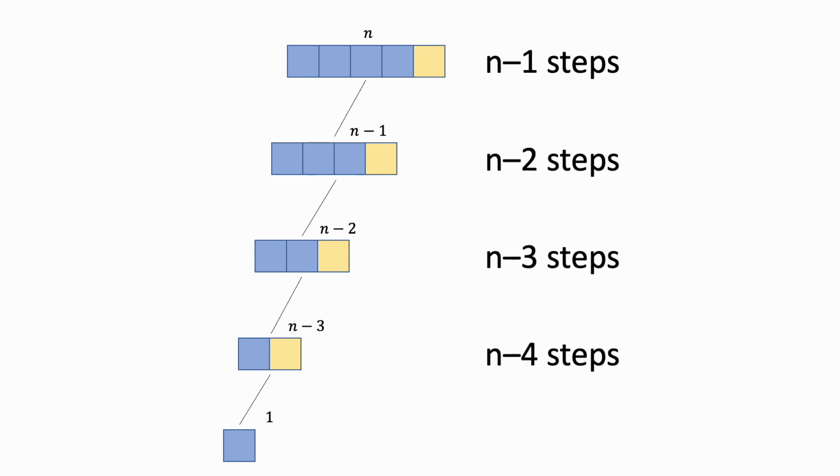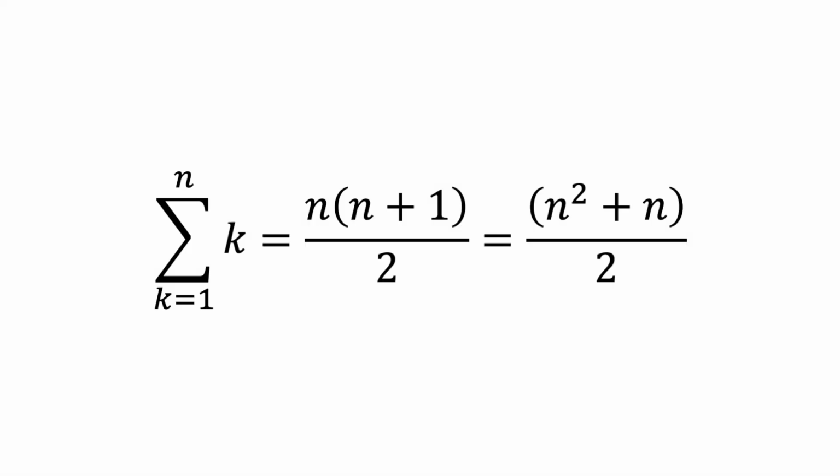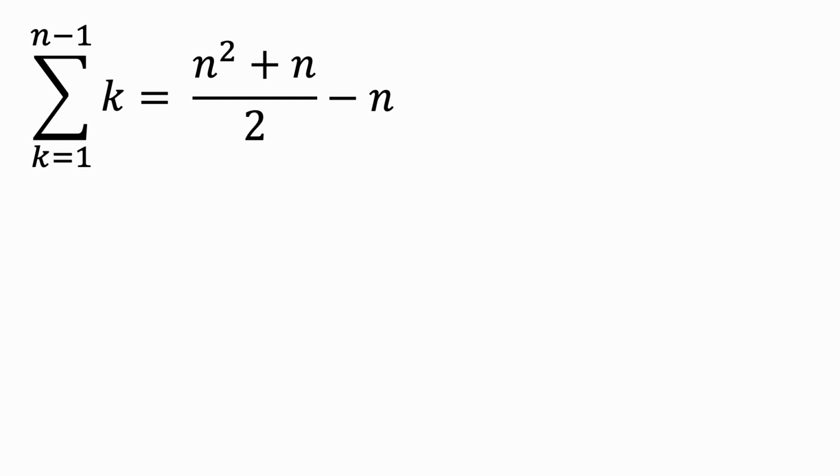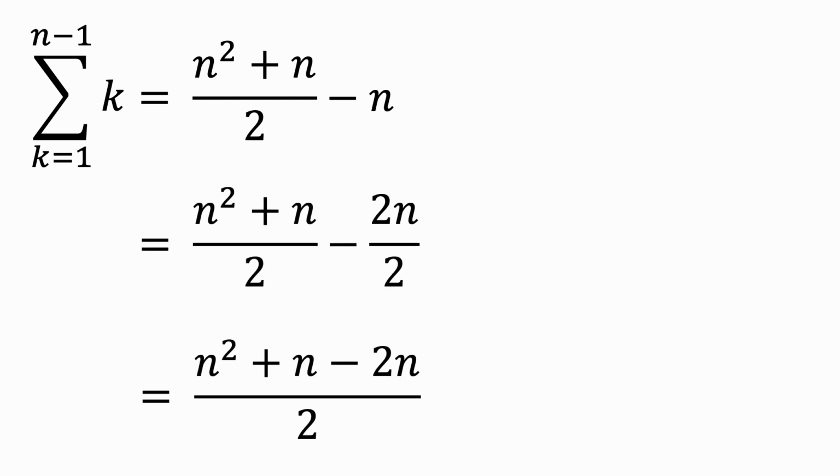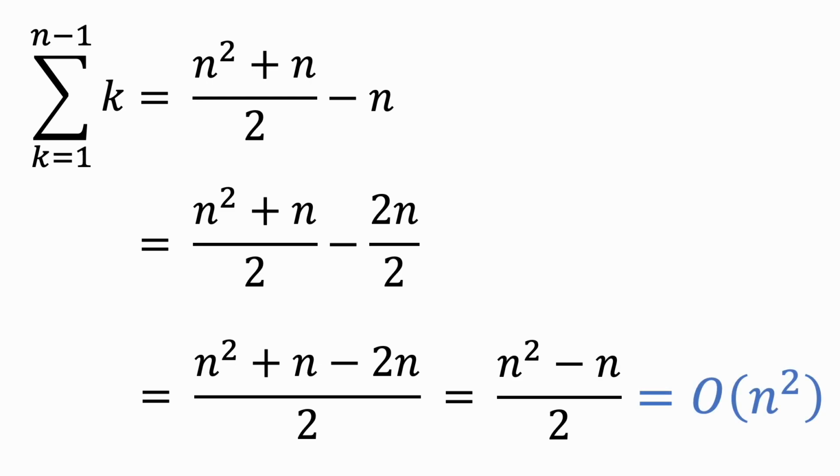Now there are n levels in the tree, not log n levels, so how many steps is that in total? We can use this formula here that tells us that the sum from 1 to n is n times n plus 1 over 2, or n squared plus n over 2. So to find the sum to n minus 1, let's take n squared plus n over 2 and just subtract n from it. After a bit of manipulation, we can see that this ends up being n squared minus n over 2. And since with big O notation, we only take the dominant term and drop constants, this ends up being O of n squared.